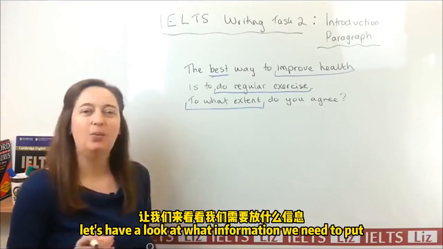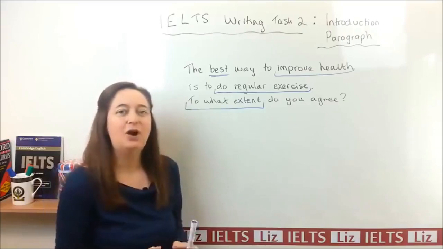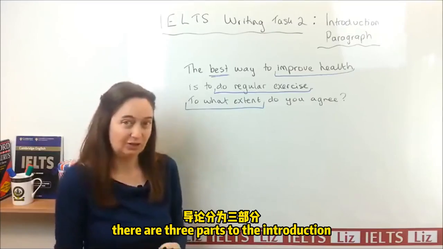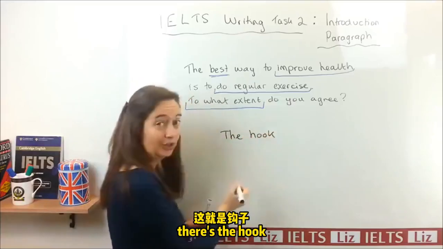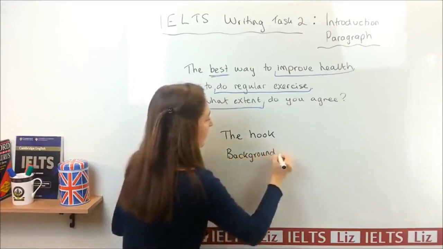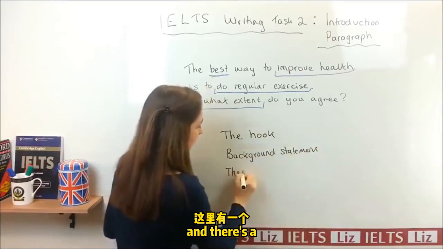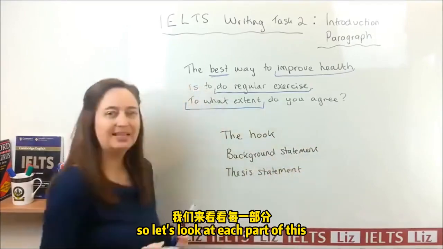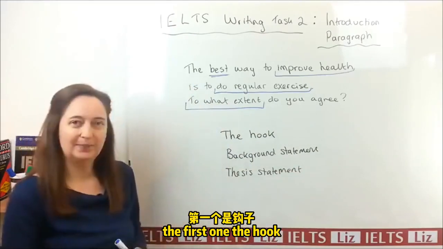Right, well, let's have a look at what information we need to put in our introduction. Now, for many academic essays, there are 3 parts to the introduction. There's the hook. There's a background statement. And there's a thesis statement. So let's look at each part of this. The first one, the hook.